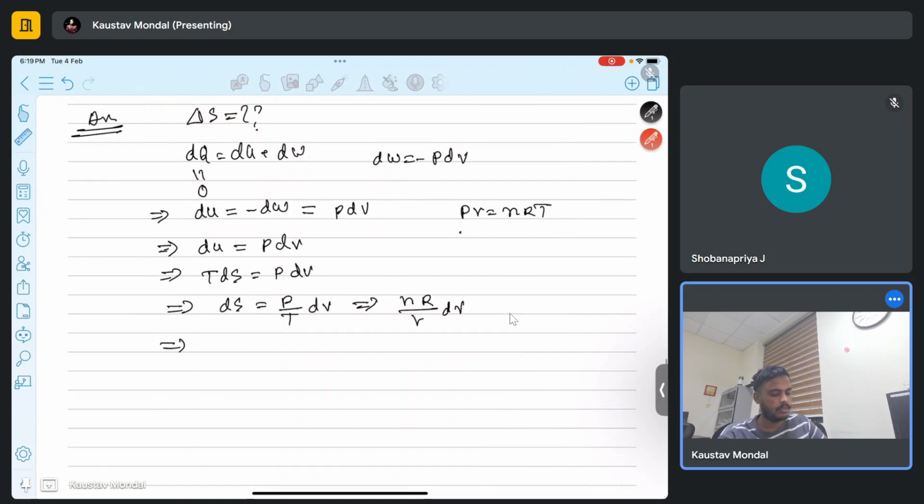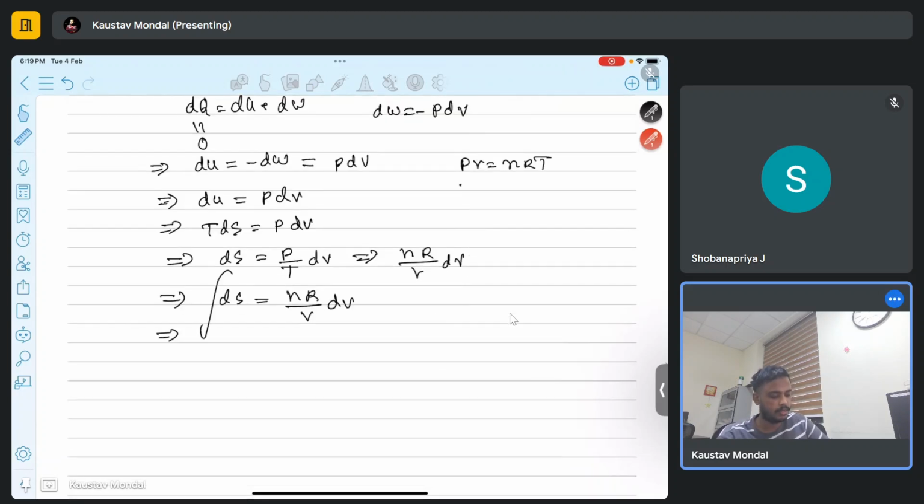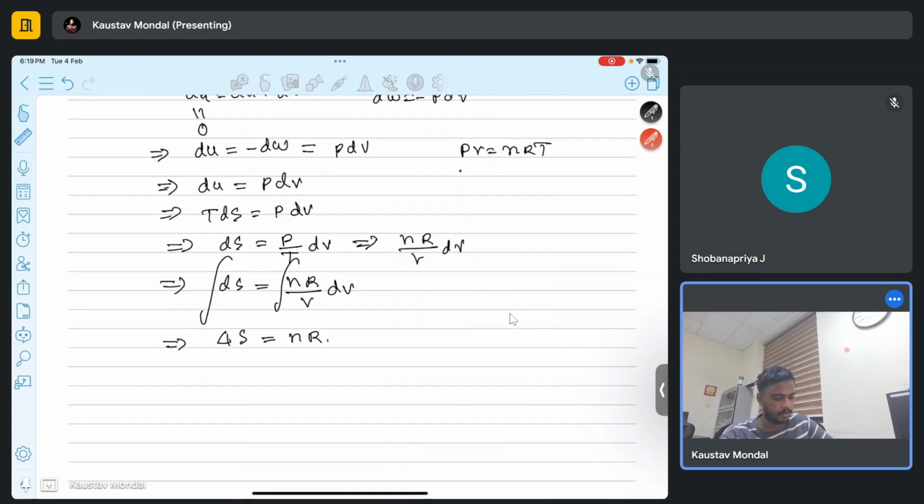So this is the form. This is the last form we will get. Now if you do the integration on both sides, we will be getting delta S equal to nR dV by V, so this basically gives us a log. So that will be log, let's suppose, from Vi to Vf.